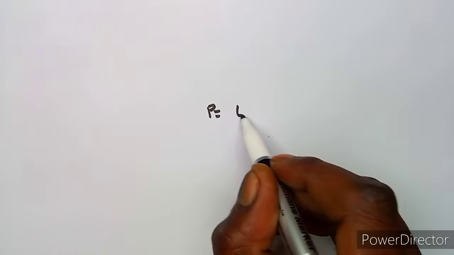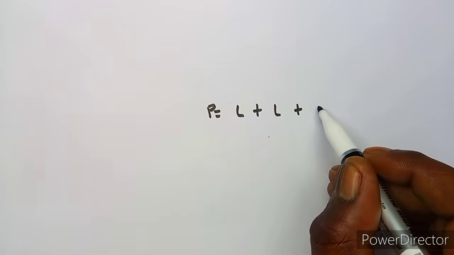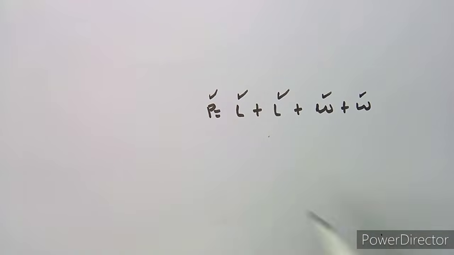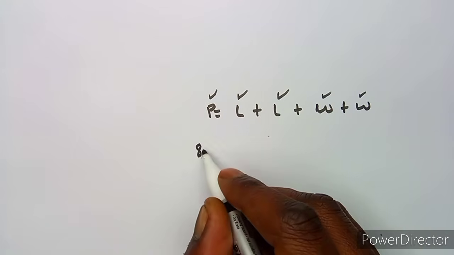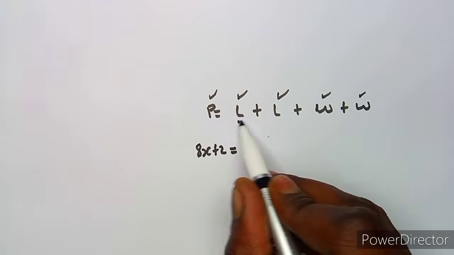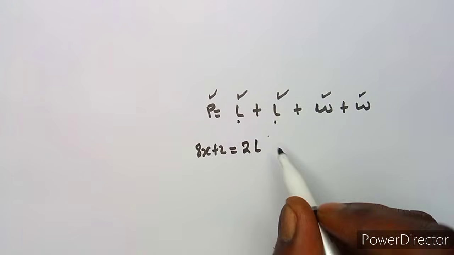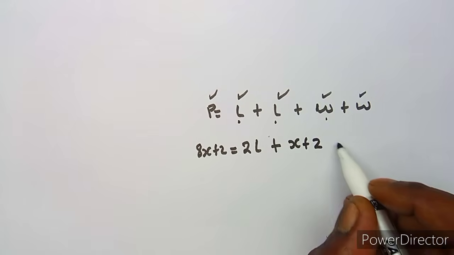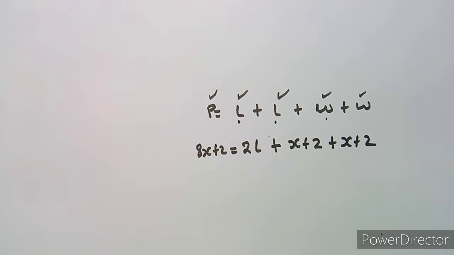Or you can simply do this, guys. Perimeter is equal to the length plus the length plus the width plus the width, like that. You substitute your values here. I have got my perimeter, 8x plus 2, that's my perimeter. 8x plus 2 is equal to length plus length, which is 2L, plus the width. Our width is x plus 2. So you've got x plus 2 plus x plus 2, just like that. I can still find the value of L in terms of x.